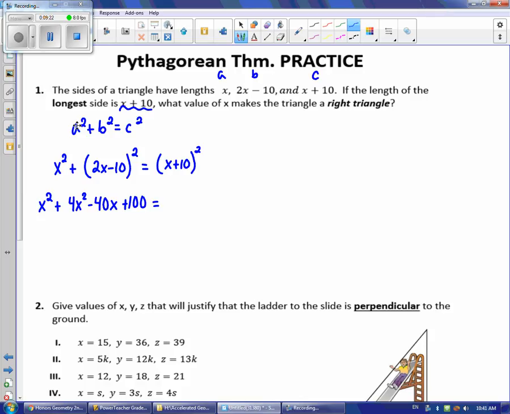Now if I do my shortcut for foiling on the right side, square of the first term is x squared. My product, x times 10, is 10x. Double that, so you get plus 20x. And then the square of the last term is 100. Now what I want to do is start simplifying. I get 5x squared minus 40x plus 100 on the right.